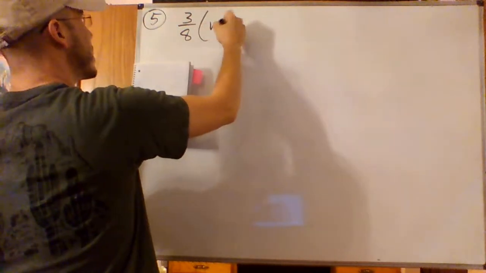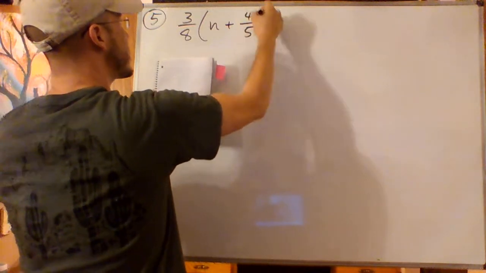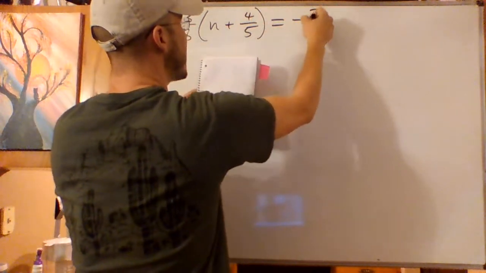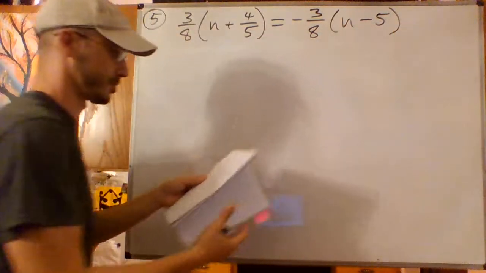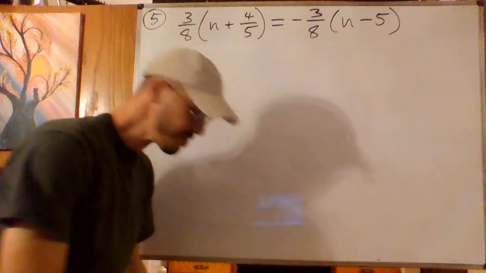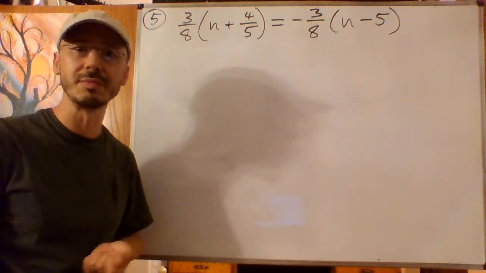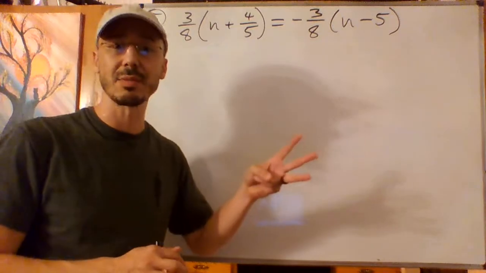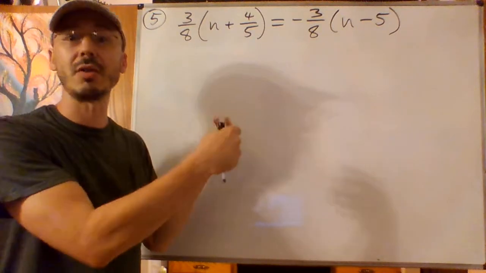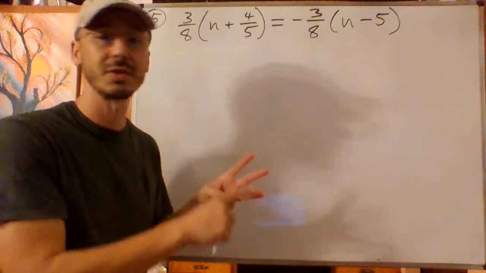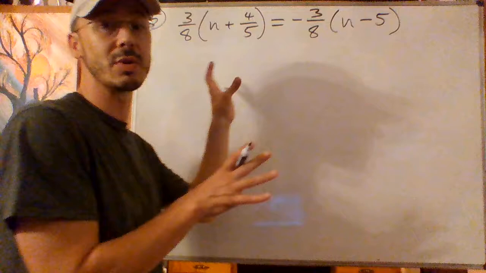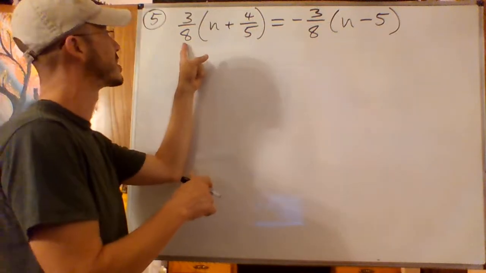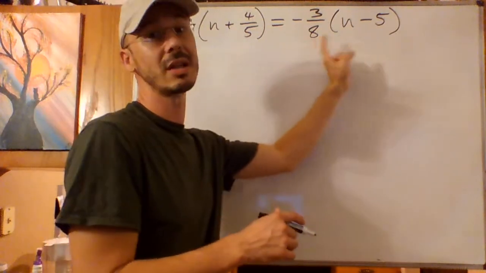For number 5, 3/8 times n plus 4/5 equals negative 3/8 times n minus 5. And I think the directions for this were just to solve. But even if it has us pick the 3, we still try to solve it to figure out if it's an identity, contradiction, or conditional. But what I'm going to do to keep this one a little bit more simple, we could distribute this 3/8 and distribute this negative 3/8.